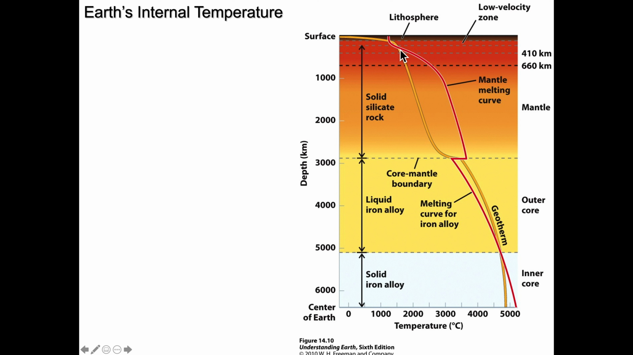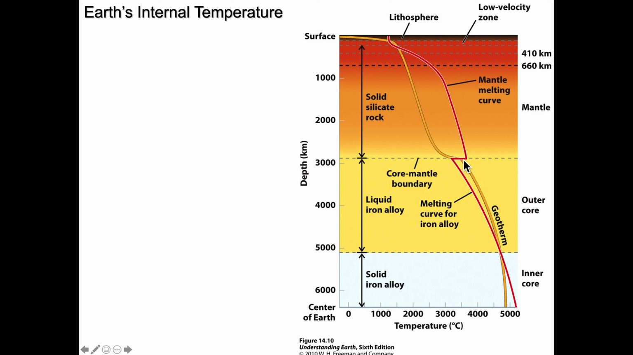And by the time we get to 400 or so kilometers depth, the geotherm is well to the left of the melting curve. And as a result, this is a solid silicate rock in this portion of the mantle. When we reach the base of the mantle, we see temperatures rise again very dramatically. We also see a transition from a solid to a liquid.